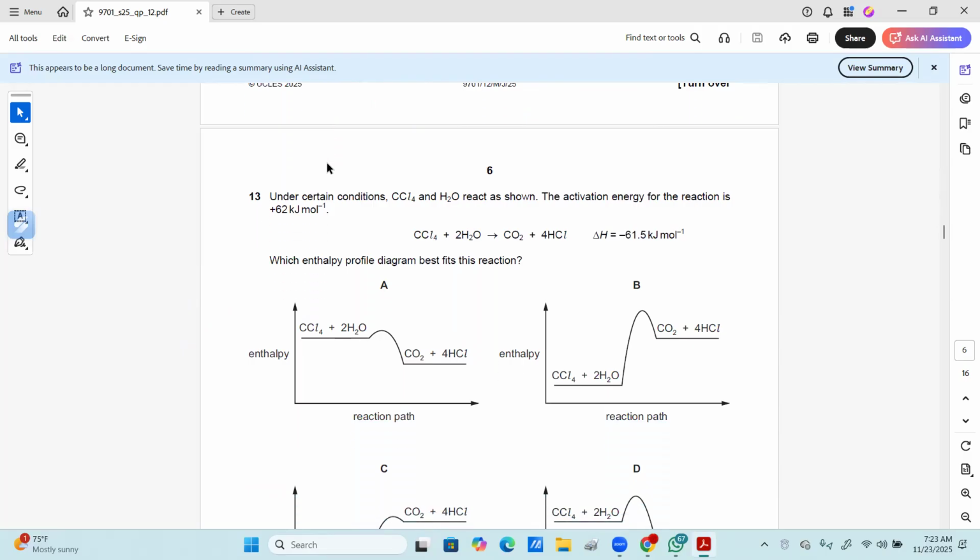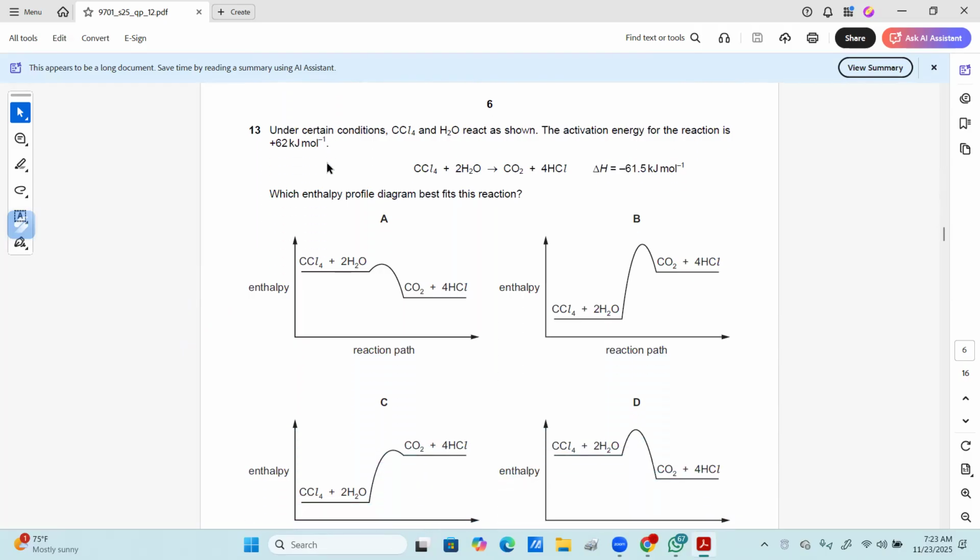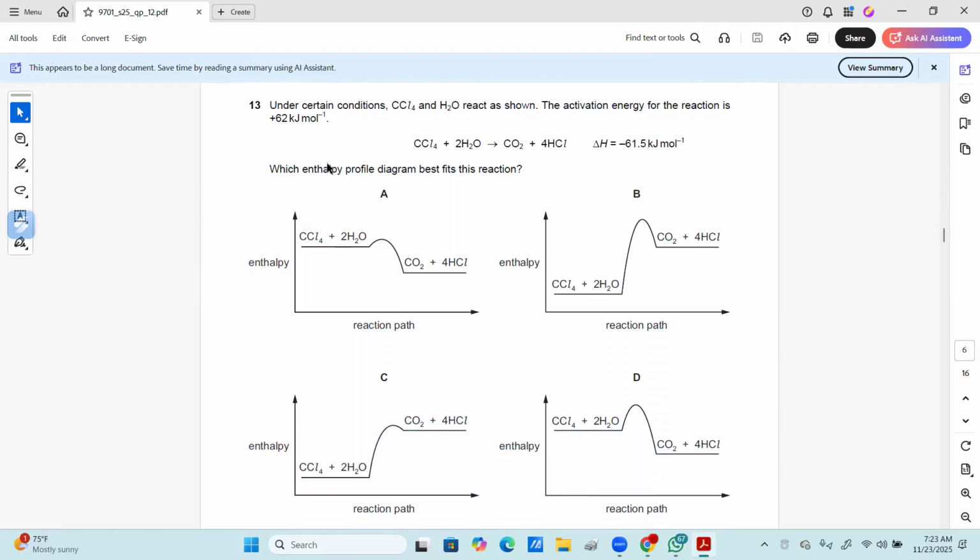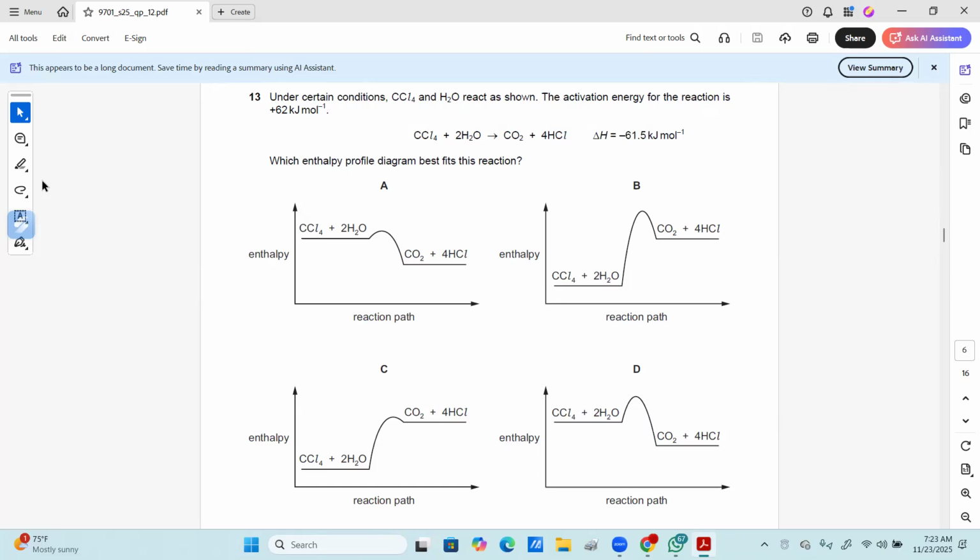Then the 13th one: which enthalpy profile diagram best fits this reaction? For that, we know it's an exothermic reaction. In an exothermic reaction, the reactants have higher energy. Therefore, we can easily omit B and C.